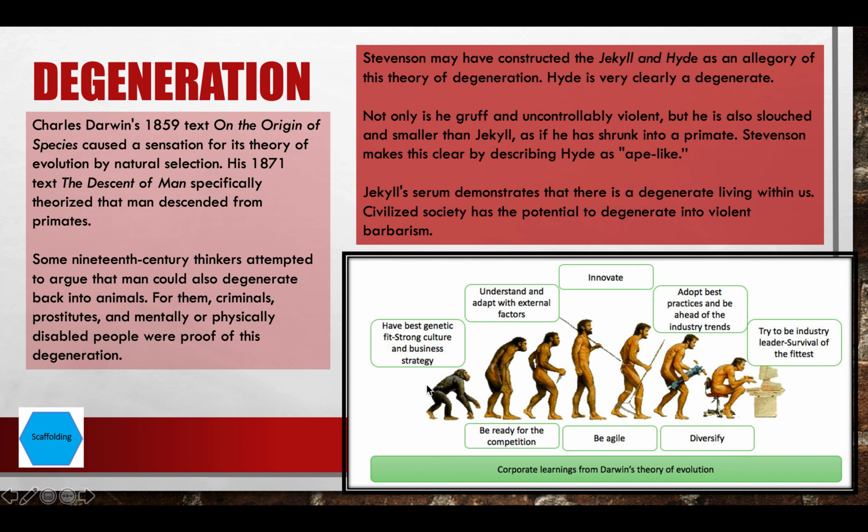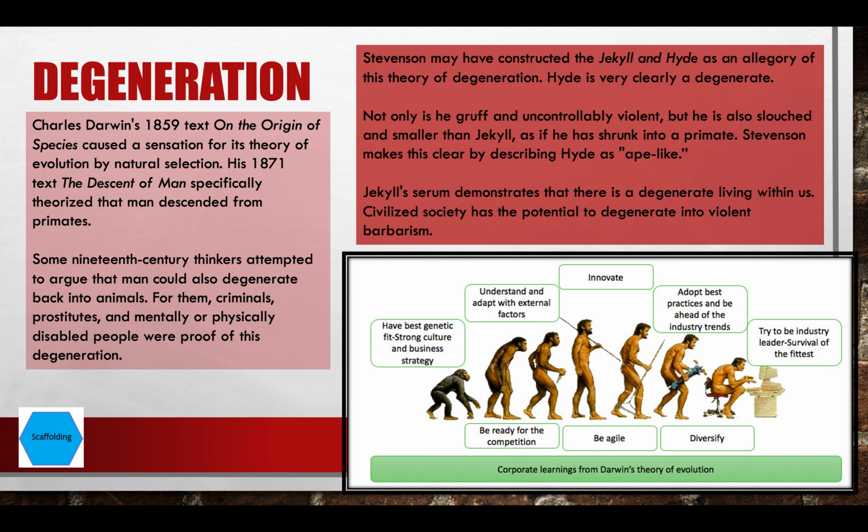Okay, so for example, where my mouse is now, this is evolution. So this is Dr. Jekyll, for example. If someone degenerates, then we're going to go back like this. So can you see the difference? Okay, so Mr. Hyde is more like this guy, more slouched over, more violent. He's smaller than Jekyll. Okay, so that's why he's described as ape-like in chapter 4.